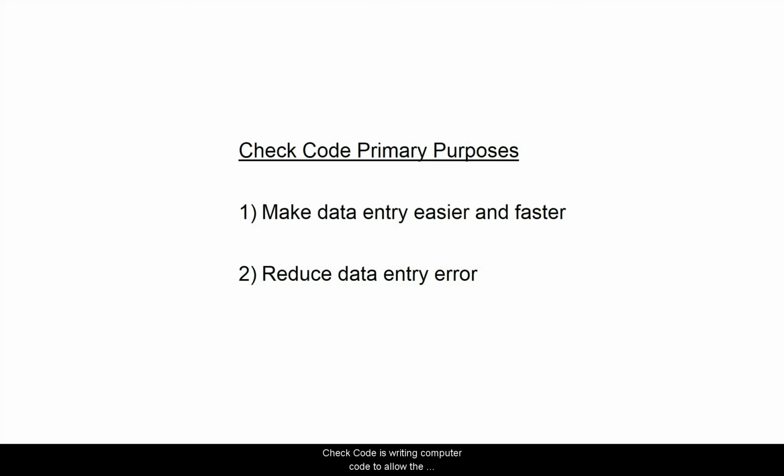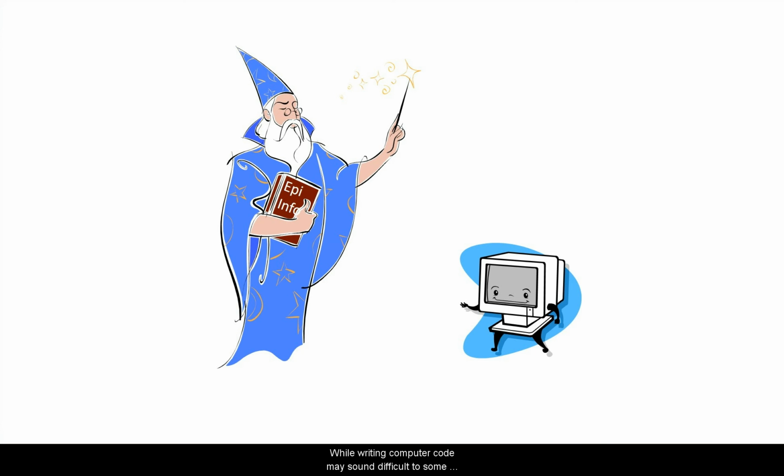In this screencast, I will provide an introduction to check code in Epi Info 7. Check code is writing computer code to allow the Epi Info program to automatically know when to complete a task for a user. While there are many actions that can be coded for using check code, the two primary categories are 1. Make data entry easier and faster, and 2. Reduce data entry errors. While writing computer code may sound difficult to some listeners, Epi Info 7 has introduced a new check code wizard that uses a point-and-click interface, which drastically simplifies classical code writing.